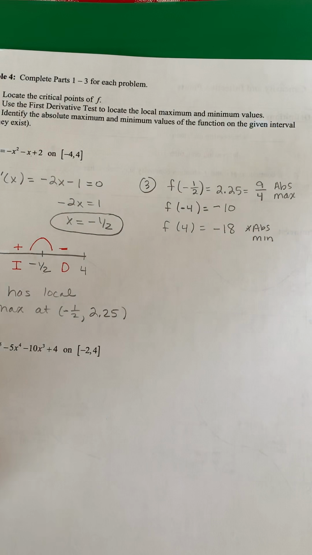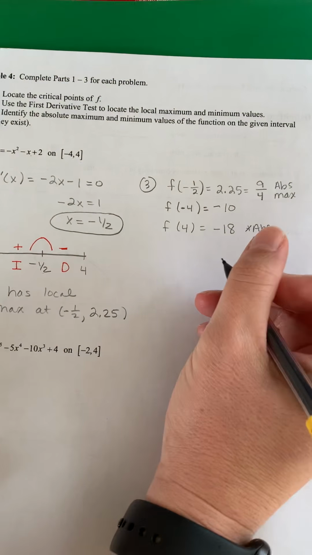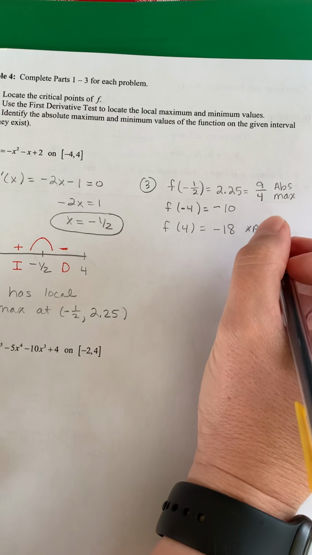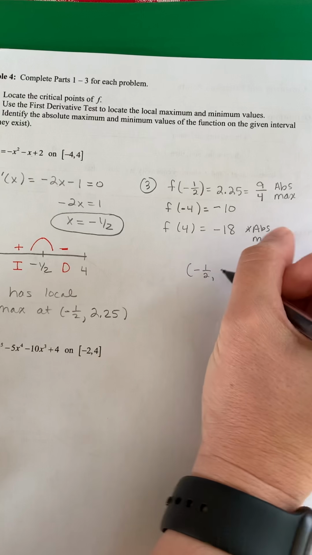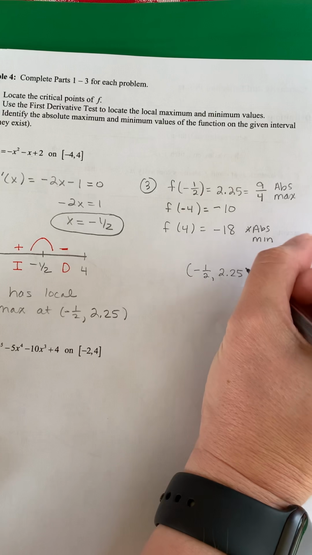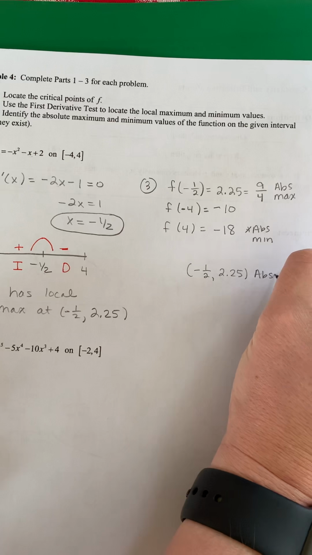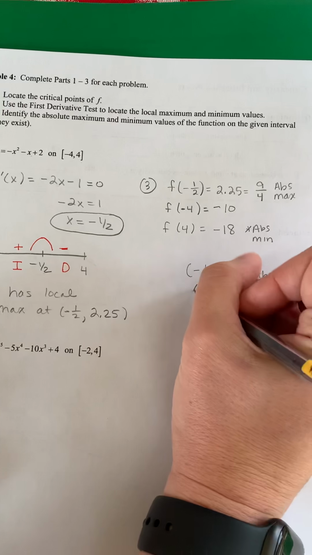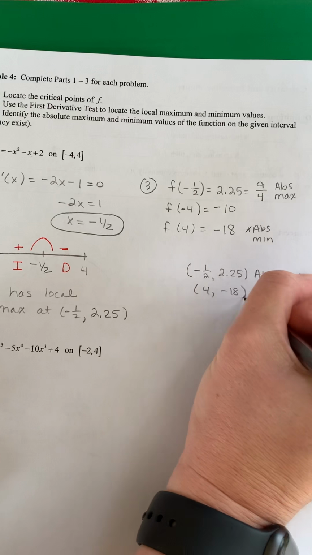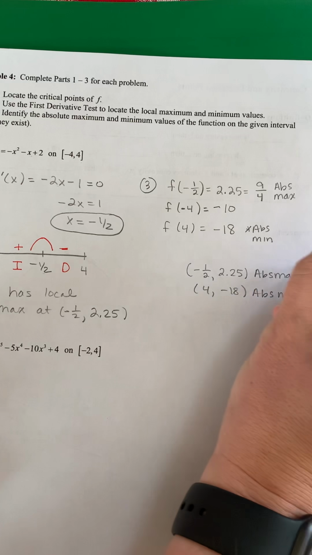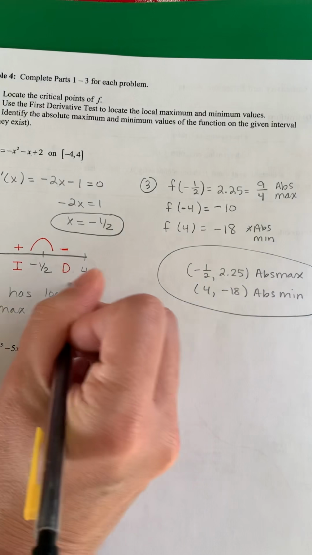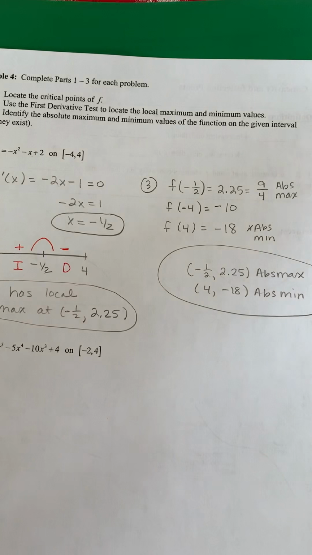Okay, if you prefer to write those in ordered pair form, you can do so as follows. You can say that negative 1/2 with the 2.25 value is the absolute max, and 4 with negative 18 is the absolute min. Okay, so at this stage we have all three parts of the problem done.